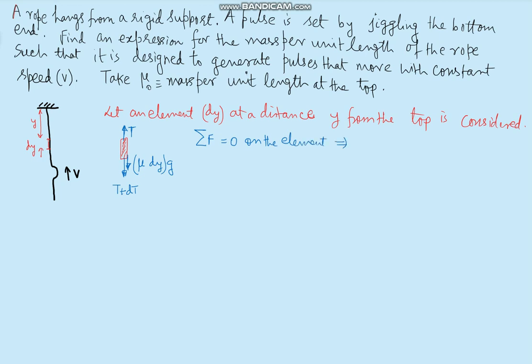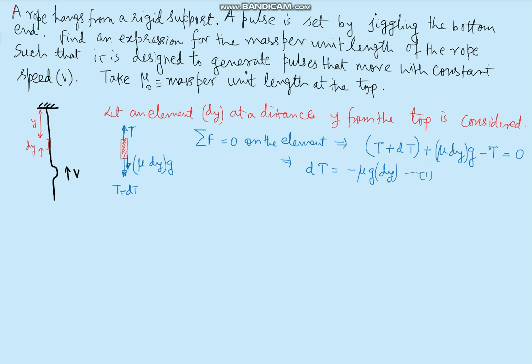So what can we write here? We just equate this, that is T plus dT downward plus mu times dy into small g, this is also downward, minus T which is upward, and this will be equal to 0. From here T gets cancelled, so we get dT is equal to minus mu g dy. Let this be the first expression.